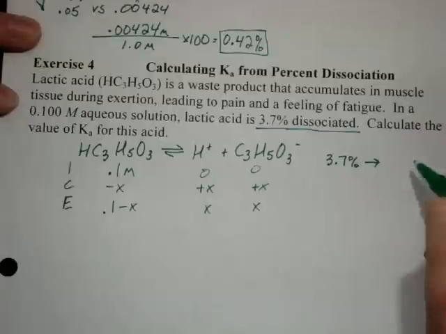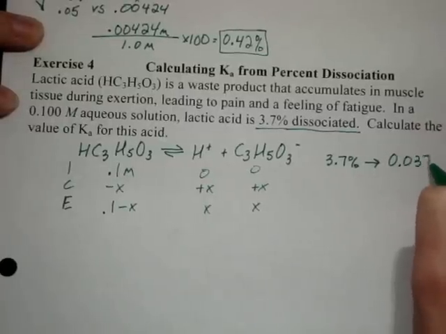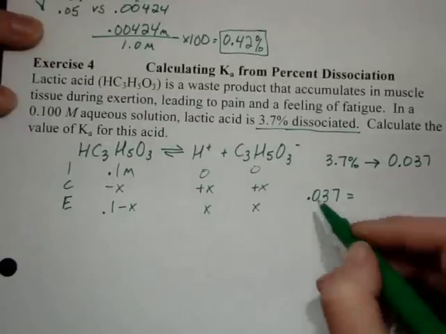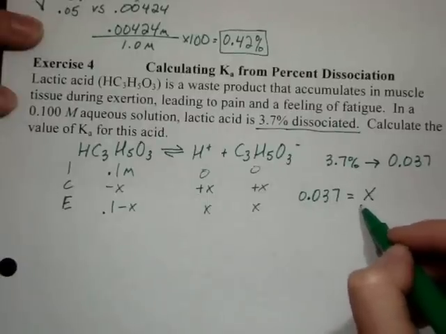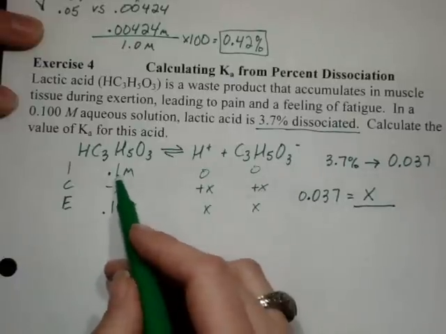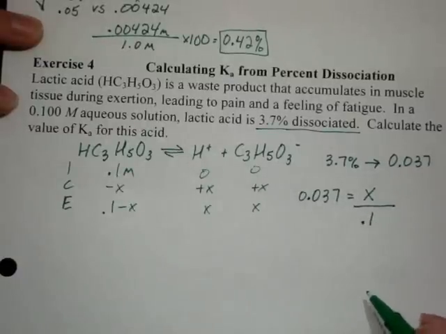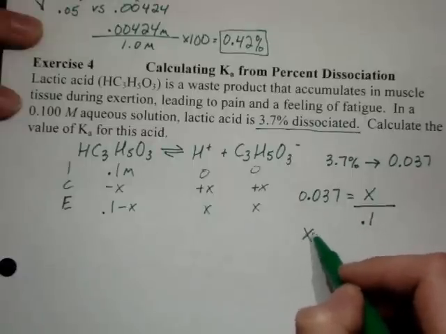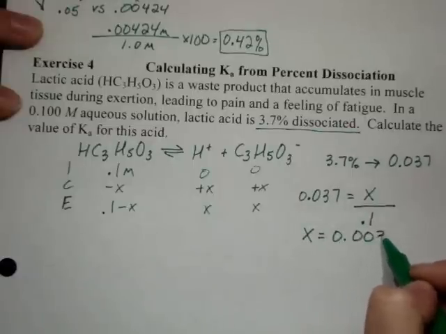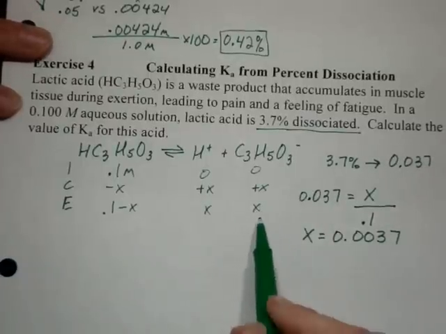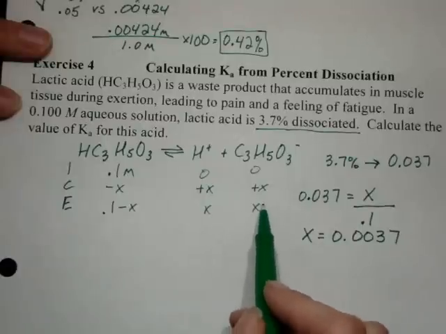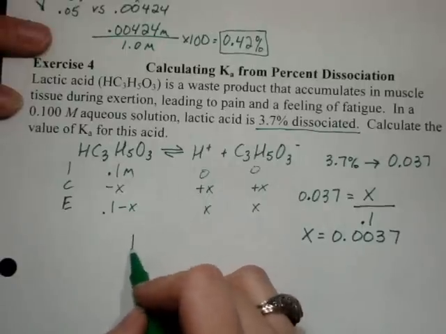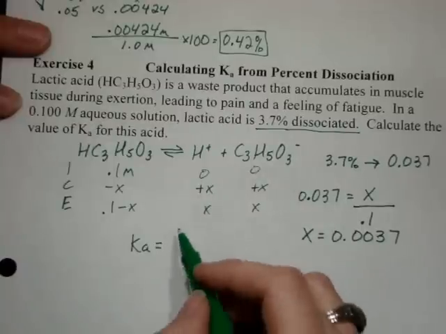3.7% is really the same thing as 0.037, and if it's 0.037 dissociated, then that's some amount out of the original concentration, which was 0.1, which tells me what my x is. Multiply here, then x equals 0.0037, which then I can use to get all three lactate, hydrogen, and lactic acid concentrations and create my Ka.